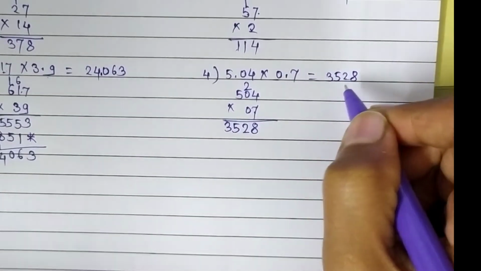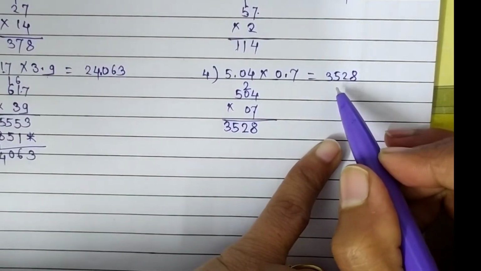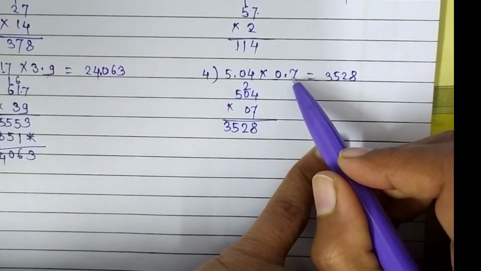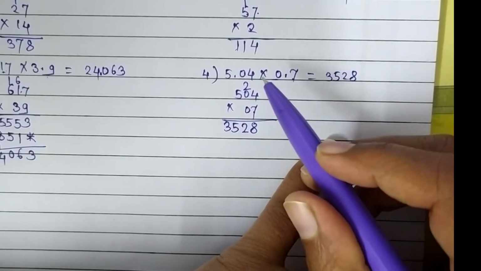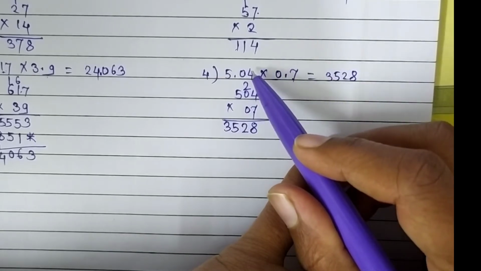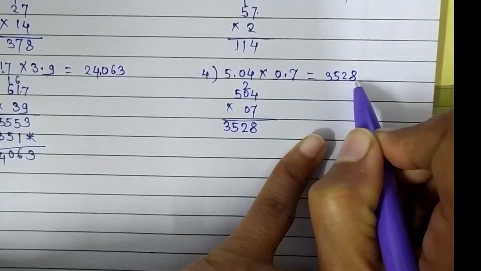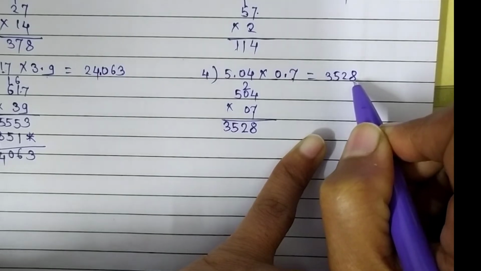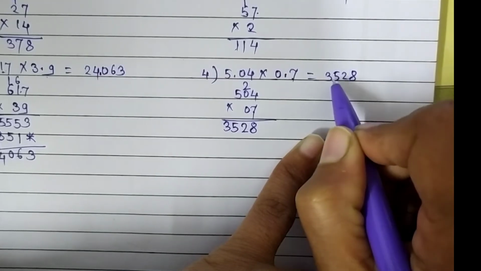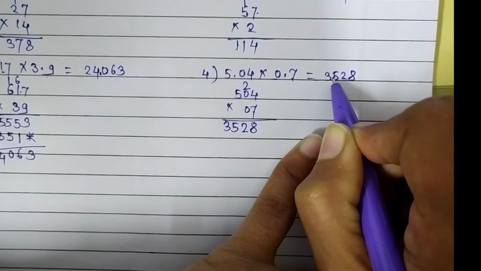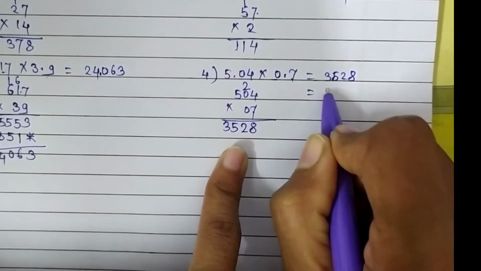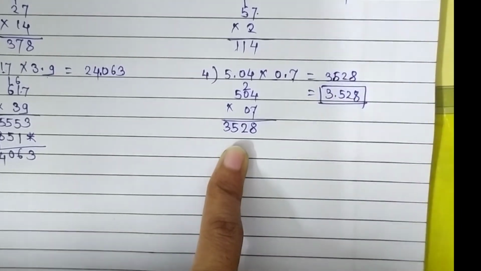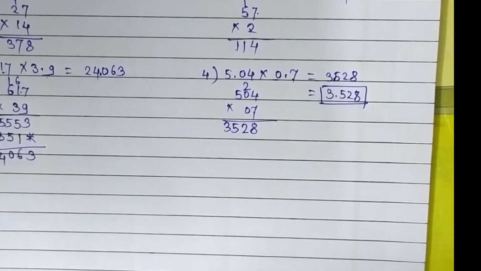Now we have to put the decimal point here. Count how many decimal places the question has. Here it's 1 and here there are 2. 2 plus 1, it's 3. Now start from your right side, 1, 2, 3, and place here a decimal point. So our answer is 3.528. The next question.